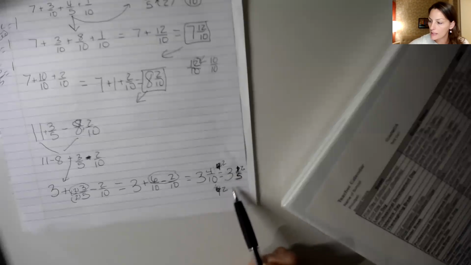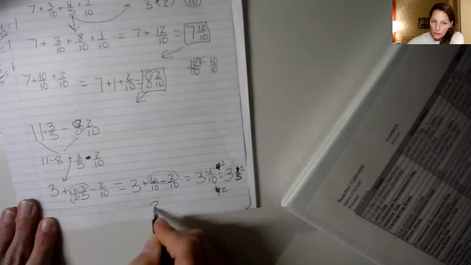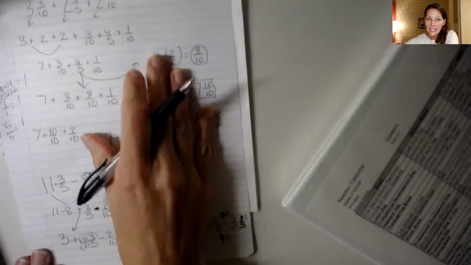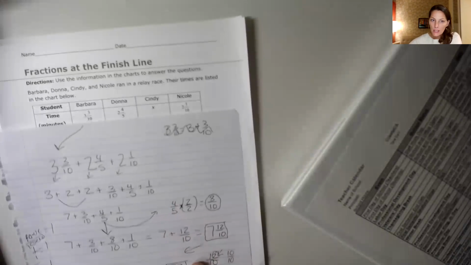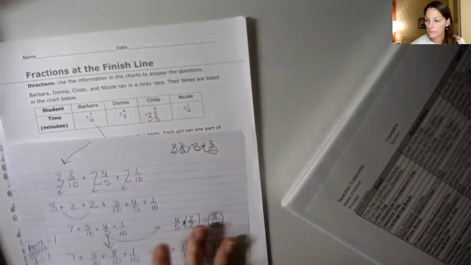I know that's a little messy, but the final answer is 3 2/5. I'll write it right here, 3 2/5. Now, what we found out of all this was just Cindy's time. So I'm going to go back up and write 3 2/5 in for Cindy's time. Okay, all right, we're going to keep going.